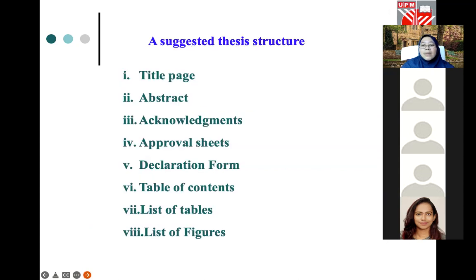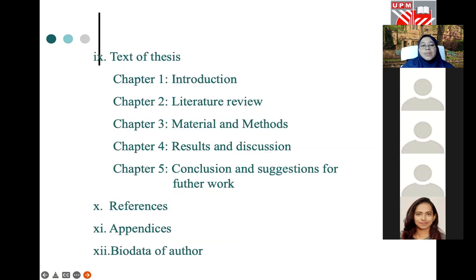Okay, so I'm not going to talk about the structure and the format, because you need to read the UPM guidelines. What we're going to discuss is the gist of what should be in chapter 1, chapter 2, and so on. So chapter 1 is definitely the introduction. It is similar to the proposal structure.